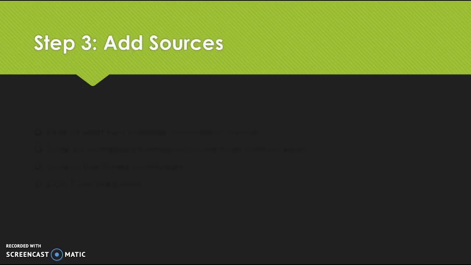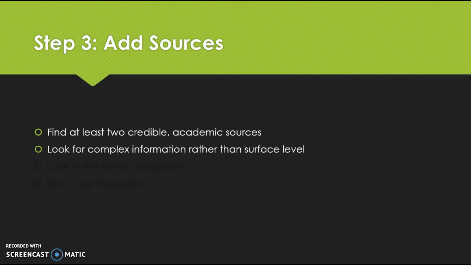The third step is to start looking for sources. You want to add sources to your discussion at this stage. Find at least two credible academic sources. These would be ones where the information is reliable and trustworthy. Look for very complex information rather than that at the surface level. You want to be looking for sources that give you some depth so that you have something to cover in your essay.